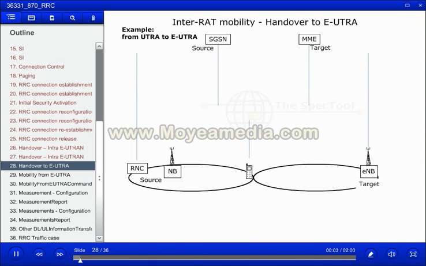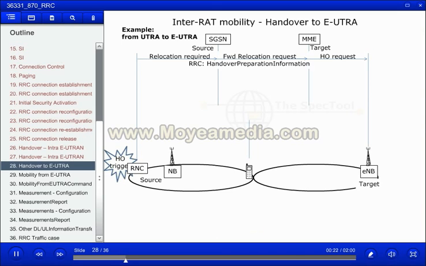In this example, the handover is from a UTRA Node B to an eUTRA eNode B for PS service. The handover is triggered in the serving RNC, which selects a target eNode B. The serving RNC will send a RANAP relocation required message to the SGSN, including the internode RRC handover preparation message, which is aimed for the target eNode B. This message will be forwarded from the SGSN to the MME in the forward relocation request message, and then from the MME to the target eNode B in the handover request message.